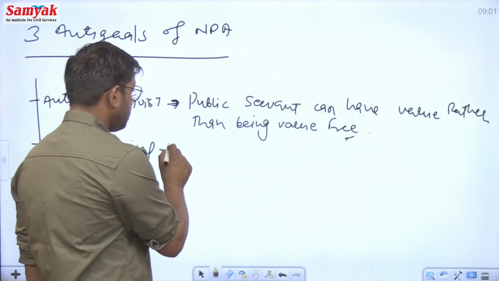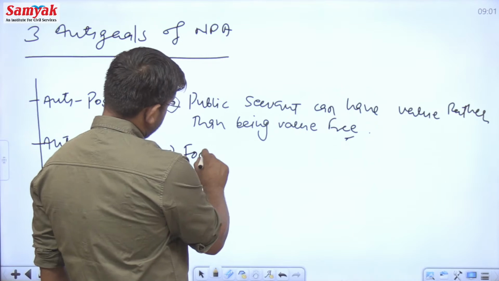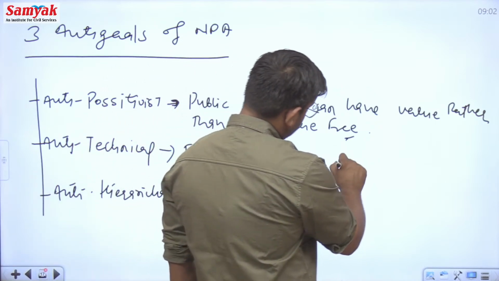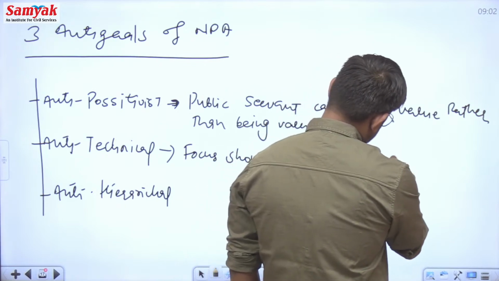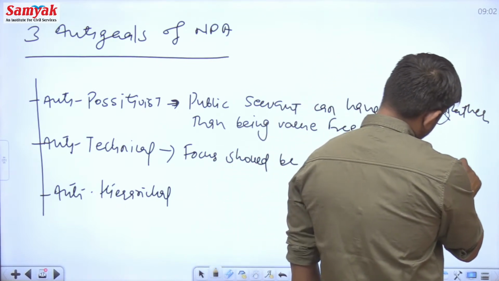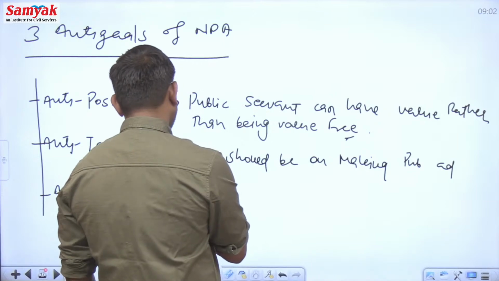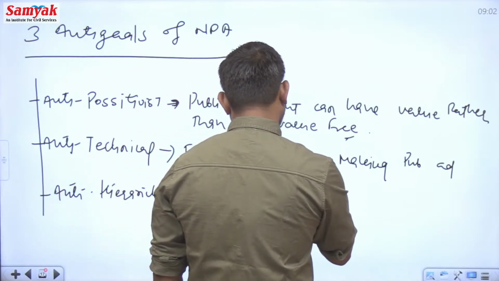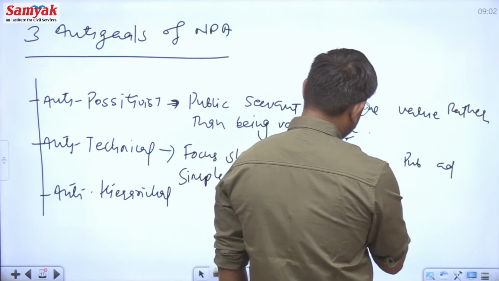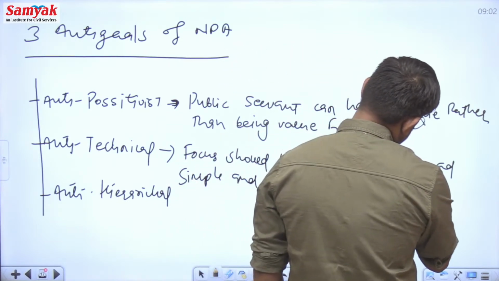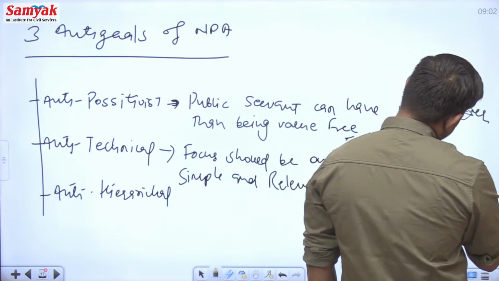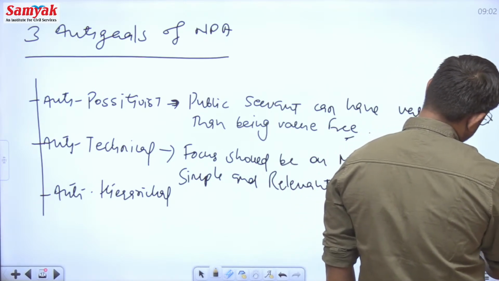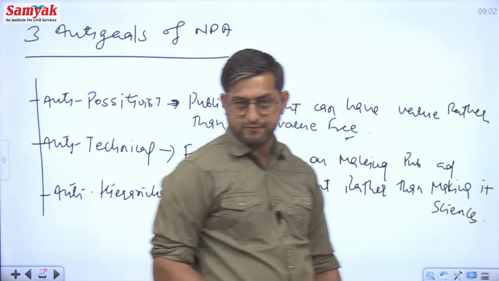Anti-technical means focus should be on making public administration simple and relevant rather than making it science. It should be the subject of general public, it should not be the subject of few scholars.